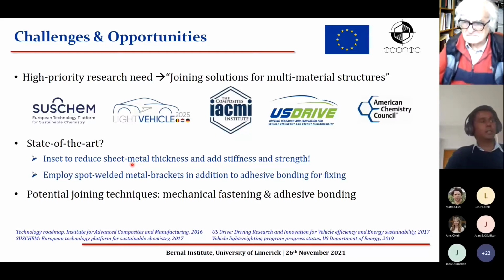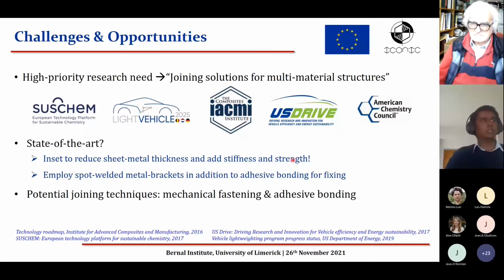If at all composites are being used in primary load-bearing structures, they are just used as an insert into an existing metal component, just so as to reduce the sheet metal thickness, add stiffness and strength while reducing the mass of the component. There are two major joining techniques when we are looking at joining two different materials. One is mechanical fastening and the other is adhesive bonding. Both have their own advantages and disadvantages, especially with respect to composite structures.